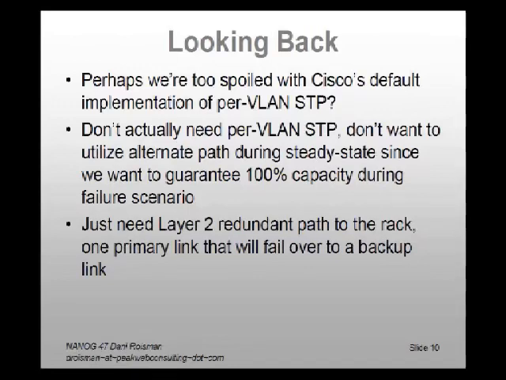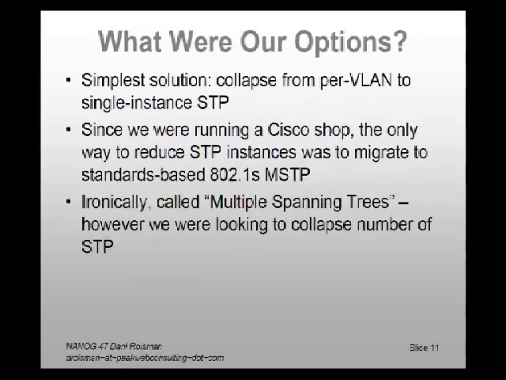In some metro environments, or in legacy times when we actually had resource limitations on the links, we would make large rings and we would send some VLANs this way and some VLANs that way, and that was great. But in the data center environment, we really don't need it. We just need a layer 2 redundant path, one uplink passing, one uplink blocking, and some kind of rapid failover if there's an outage of some kind, or to allow for easy maintenance. So our simplest solution is just to collapse from per VLAN to a single instance spanning tree. But since we're running Cisco, the only way to reduce the number of logical port instances was to migrate to MST, 802.1s multiple spanning tree.